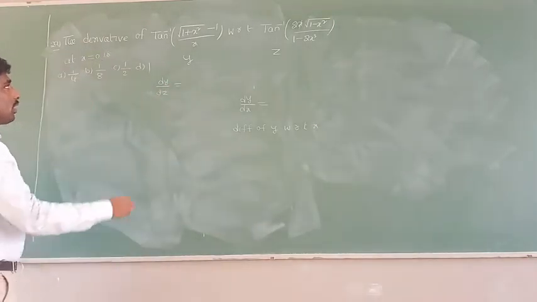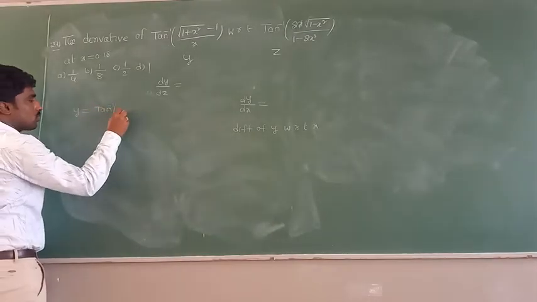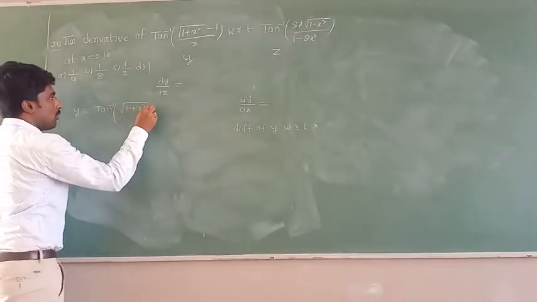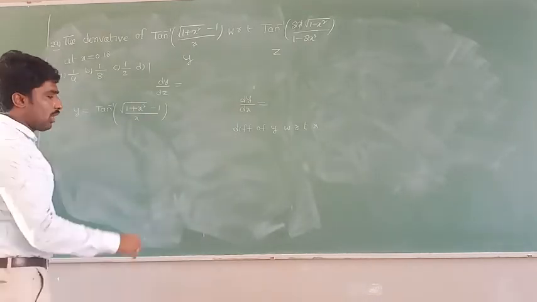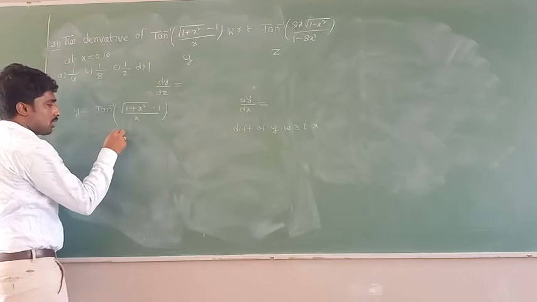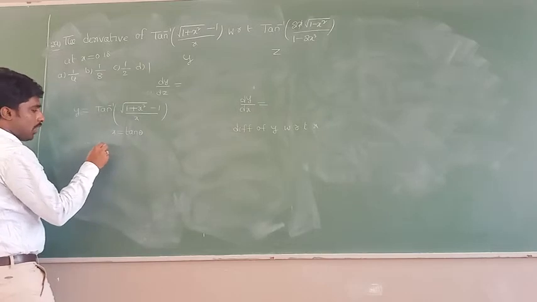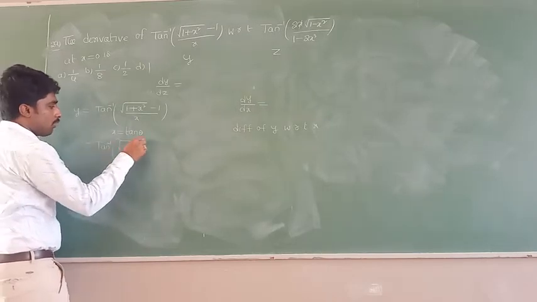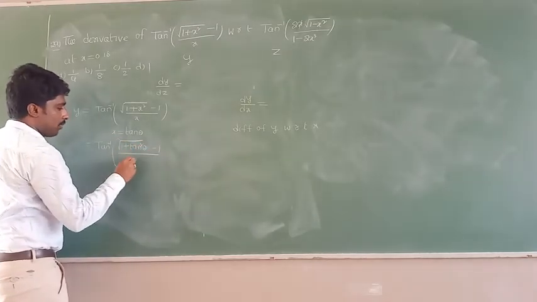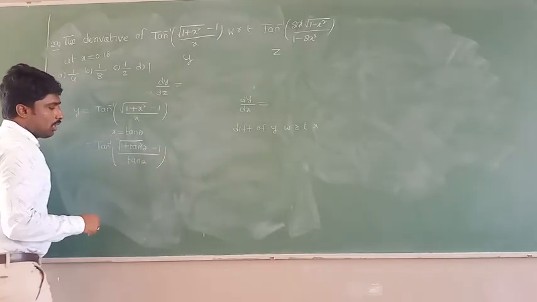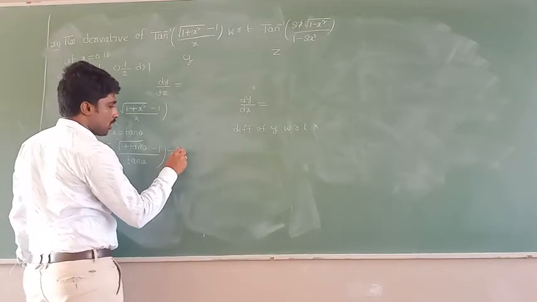So that's why I am taking here y equal to tan inverse of square root of 1 plus x square minus 1 by x. Before that, I need to simplify the function. Whenever the square root of 1 plus x square representation is there, you need to take x equal to tan theta. Then what am I getting here? tan inverse of square root of 1 plus tan square theta minus 1 by tan theta. Is it clear, everybody? Now all of you see here, square root of 1 plus tan square theta is nothing but secant square theta. So what am I getting here?